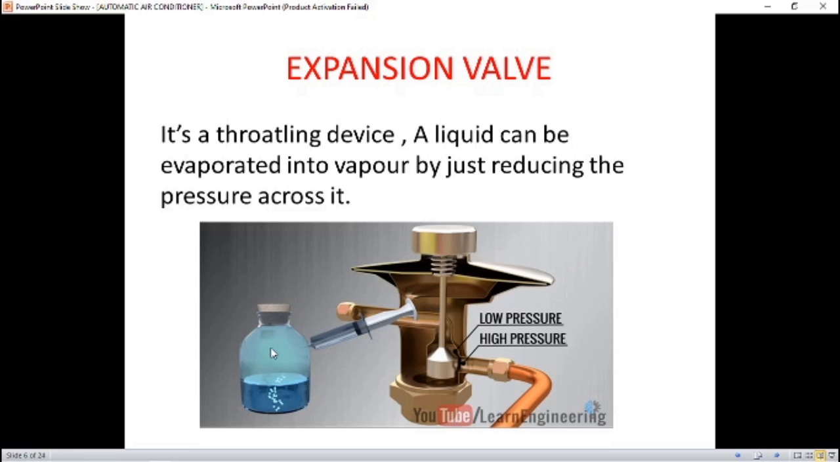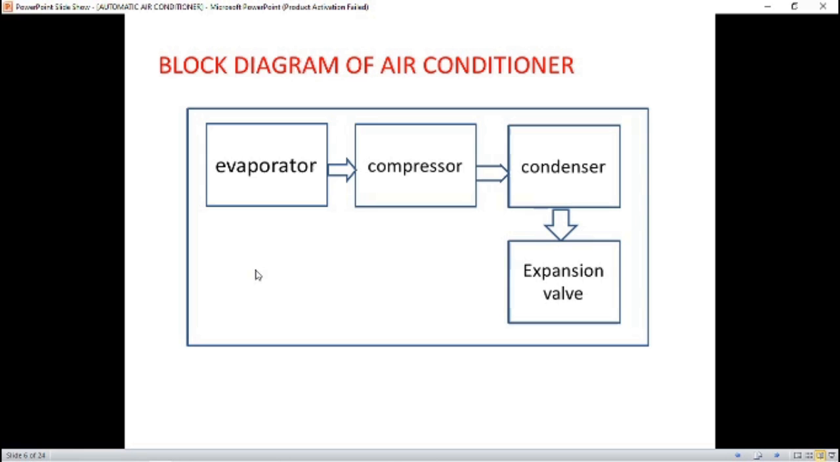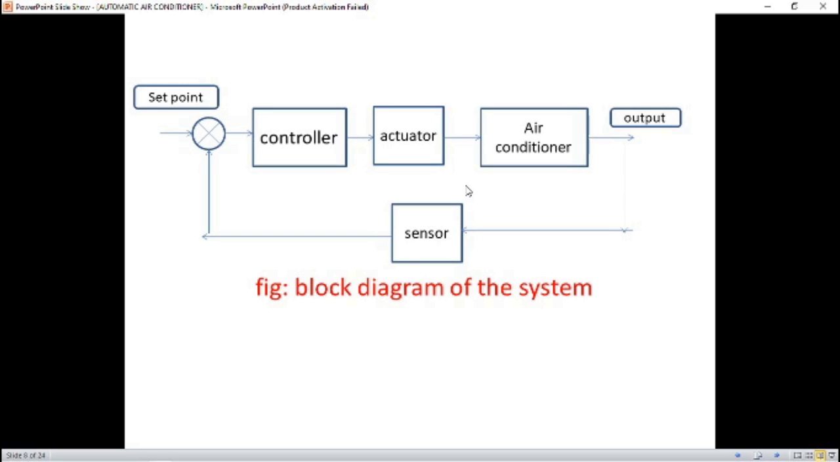Now there can be other basic elements in the system also, but no matter which company is developing the air conditioner, it will always consist of these four basic components. Now if we represent the air conditioner as a block diagram, we can see from here that the hot air will go inside, and when it comes out, it will give me some cold vapor. Practically, this evaporator along with this expansion valve is placed inside the room, and the compressor and the condenser, these two are placed outside the room. This is mainly the block diagram of air conditioning.